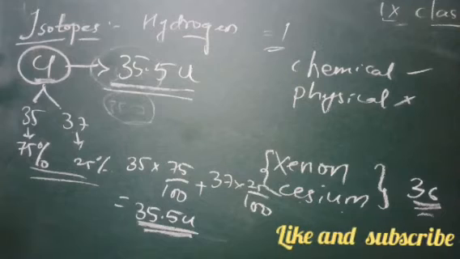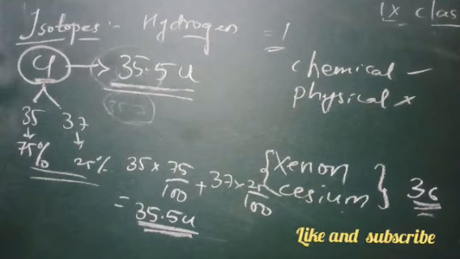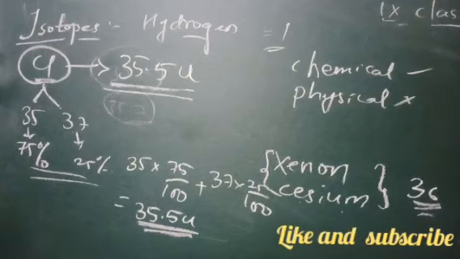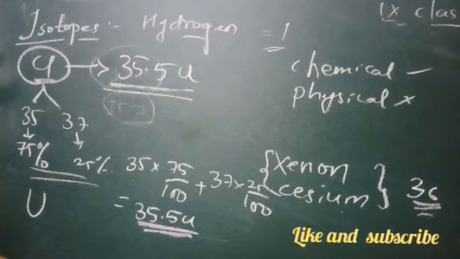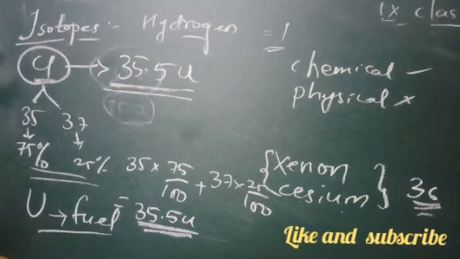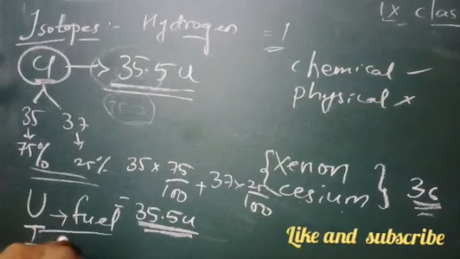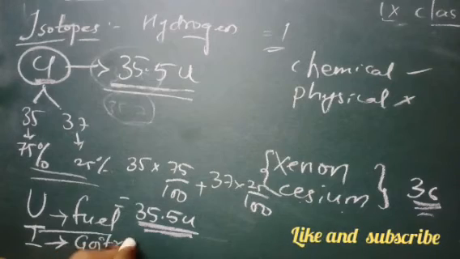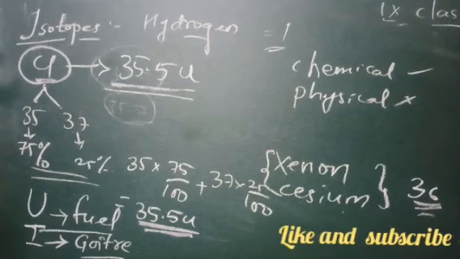Coming to the applications of isotopes, some isotopes are used in solving chemical and medicinal mysteries. Isotopes are commonly used in laboratories to investigate the steps of chemical reactions. The isotopes of uranium are used as fuel in nuclear reactors. The isotopes of iodine are used in the treatment of goiter, and isotopes of cobalt are used in the treatment of cancer.